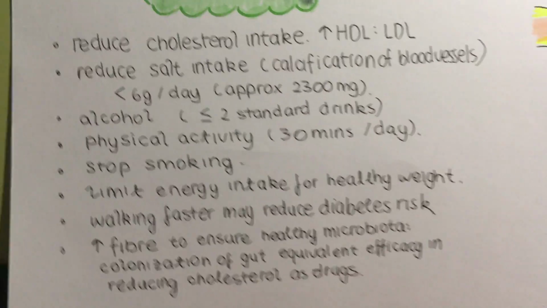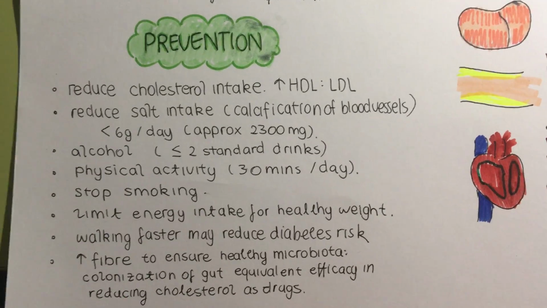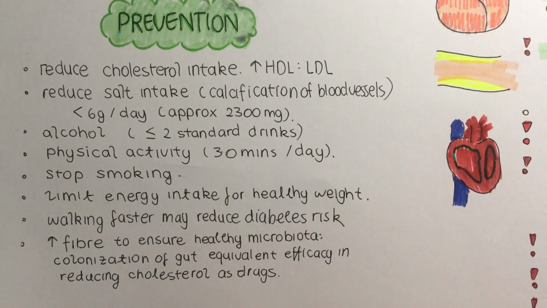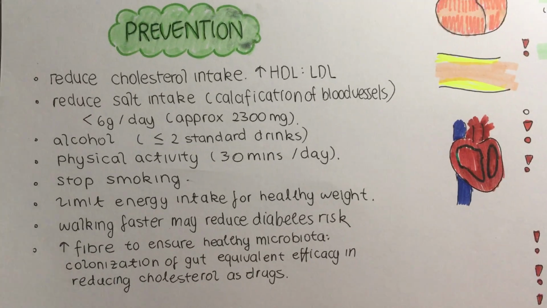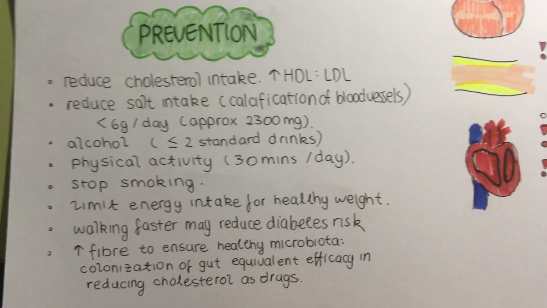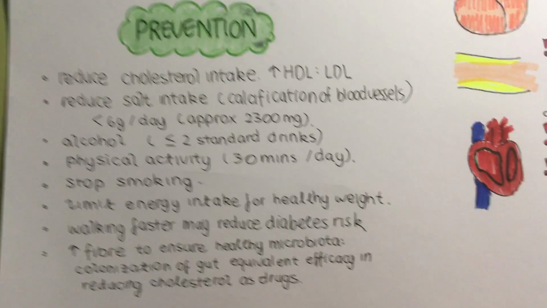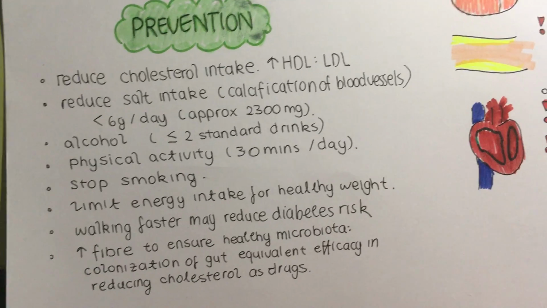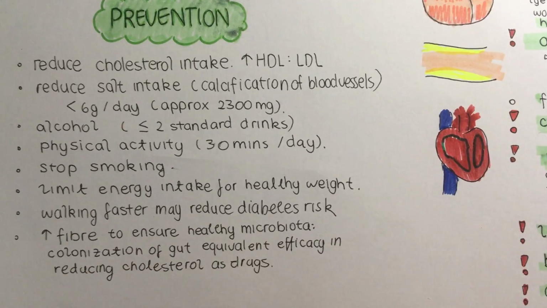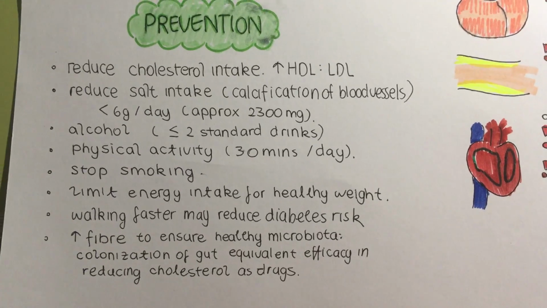In terms of prevention of metabolic syndrome, you can reduce your cholesterol intake, you can reduce your salt intake, you can reduce your alcohol intake to less than 2 standard drinks per day. In fact, having 2 standard drinks per day may actually have a lower risk for metabolic syndrome than having no drinks per day. You can increase your physical activity to at least 30 minutes per day, stop smoking, and again, walking faster was shown to reduce diabetes risk.